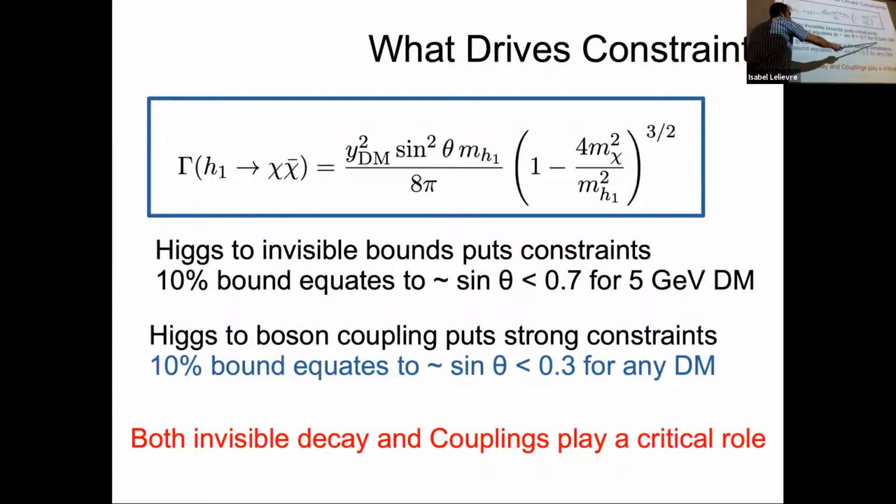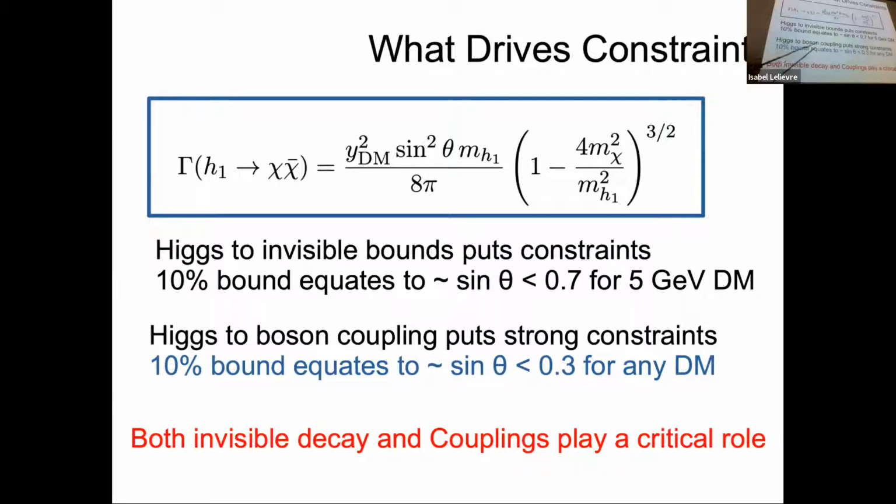If dark matter were 50 GeV, you have Yukawa coupling squared here. So this would be 100 times smaller. Sorry, square root, 10 times smaller. So it'd be 0.07. And that's a 10% bound on Higgs to invisible.